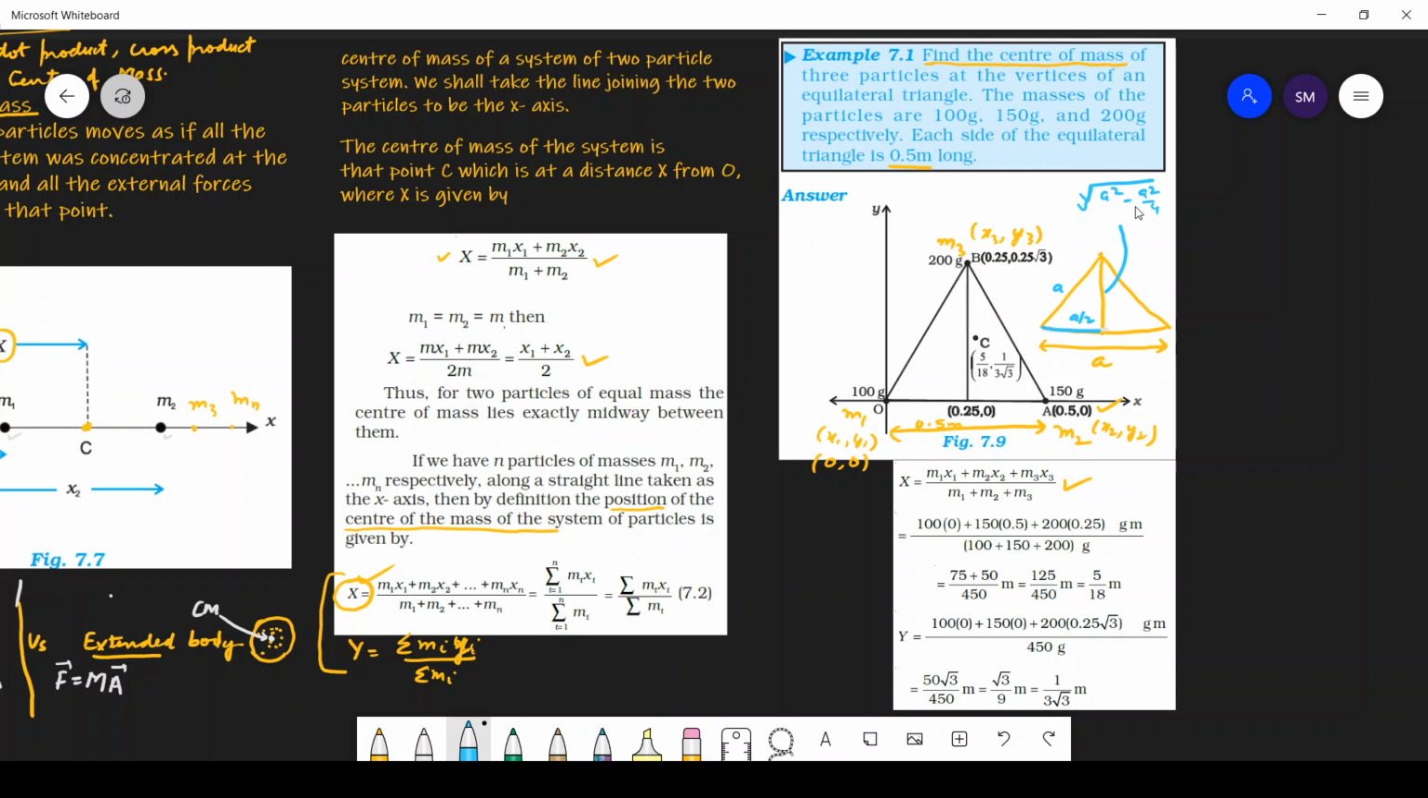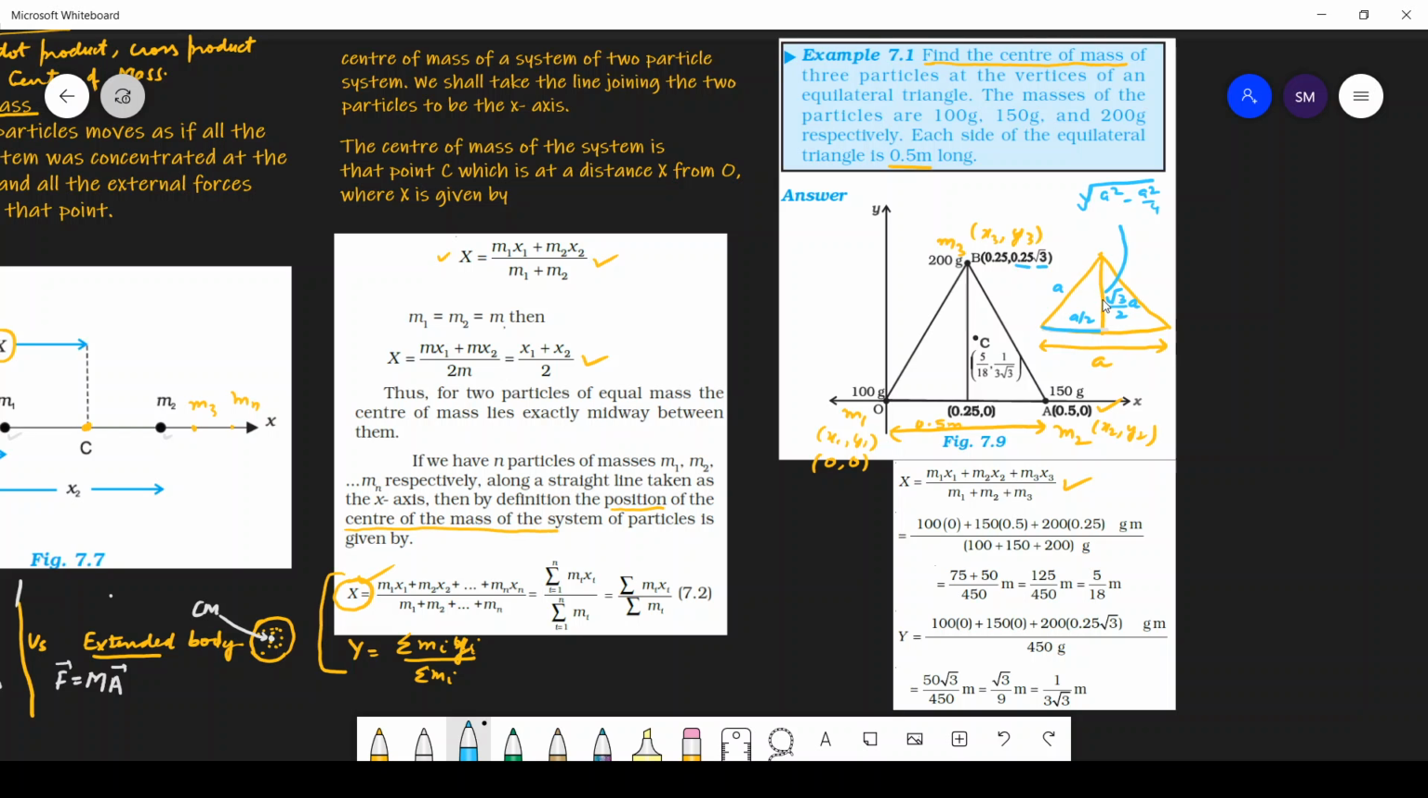Okay, and this comes out to be 4a square minus a square, 3a square by 4, and this comes out to be root 3 by 2a, right? This height. Because we want to find this coordinate, so root 3 by 2a, or you can say root 3a by 2. So a by 2 is 0.5 and then root 3.